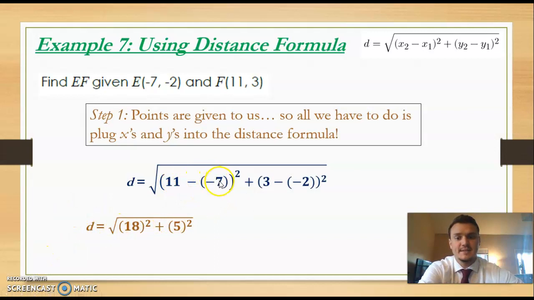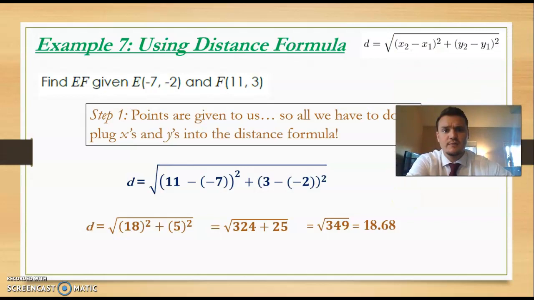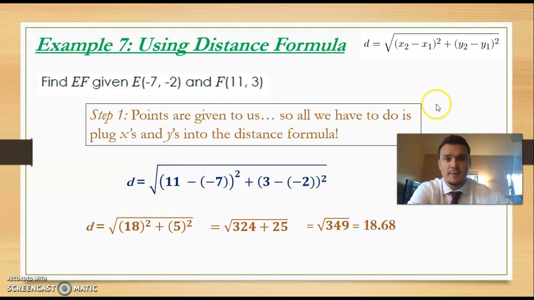11 minus a negative 7 is 18. 3 minus a negative 2 is 5. Simplify further. 18 squared is 324. 5 squared is 25. Add them together, and we have the square root of 349, which comes out to 18.68. I believe this distance formula should be pretty straightforward, but if you have questions, let me know.